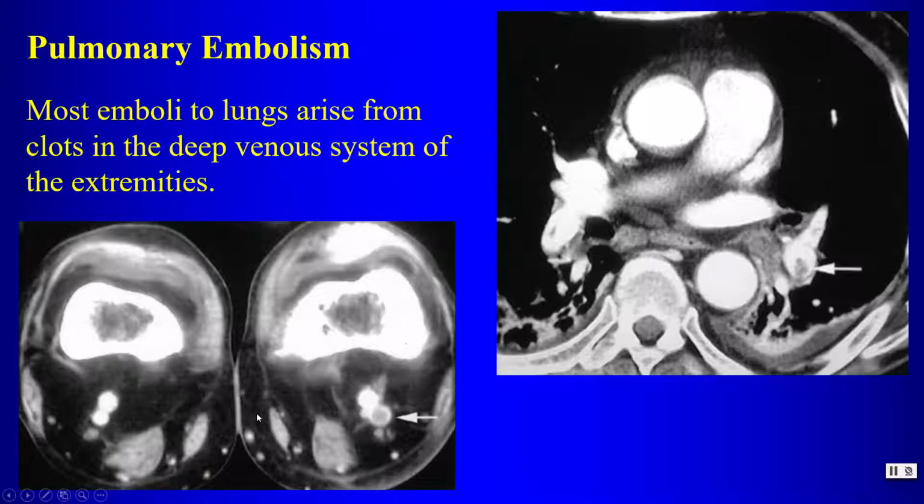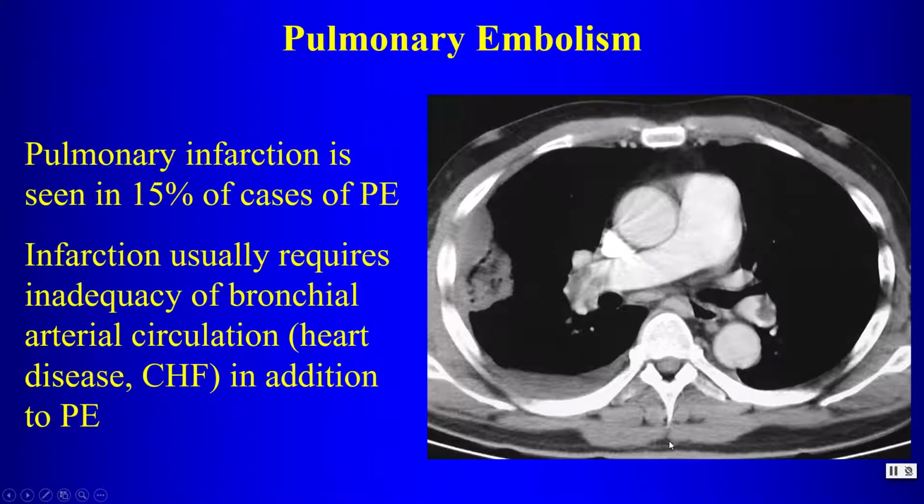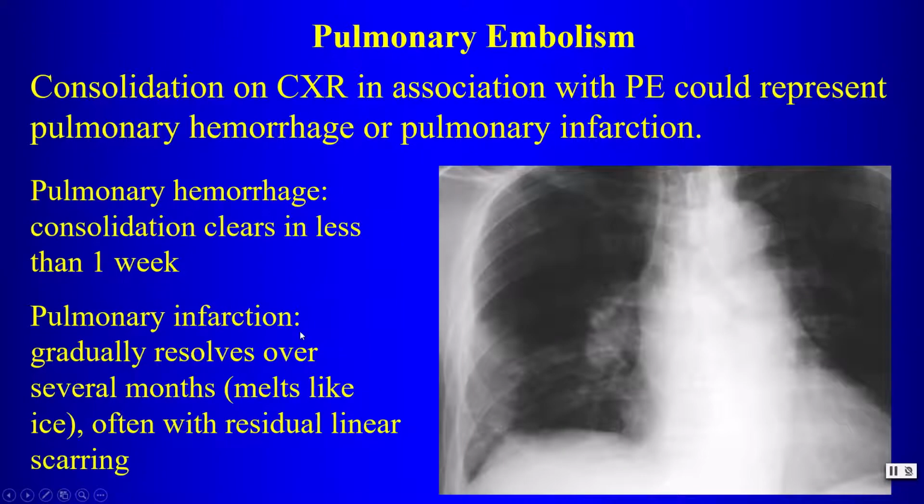Pulmonary embolism, most emboli here get to the lungs from clots in a deep venous system. And here on the CT scan through the legs, we can see the clot there in the popliteal vein. And this patient has bilateral pulmonary embolism as a result of that. And pulmonary infarction can be seen in these cases. Usually requires inadequacy of the bronchial arterial circulation. So patients may have heart disease or CHF in addition to pulmonary embolism to develop a pulmonary infarct.